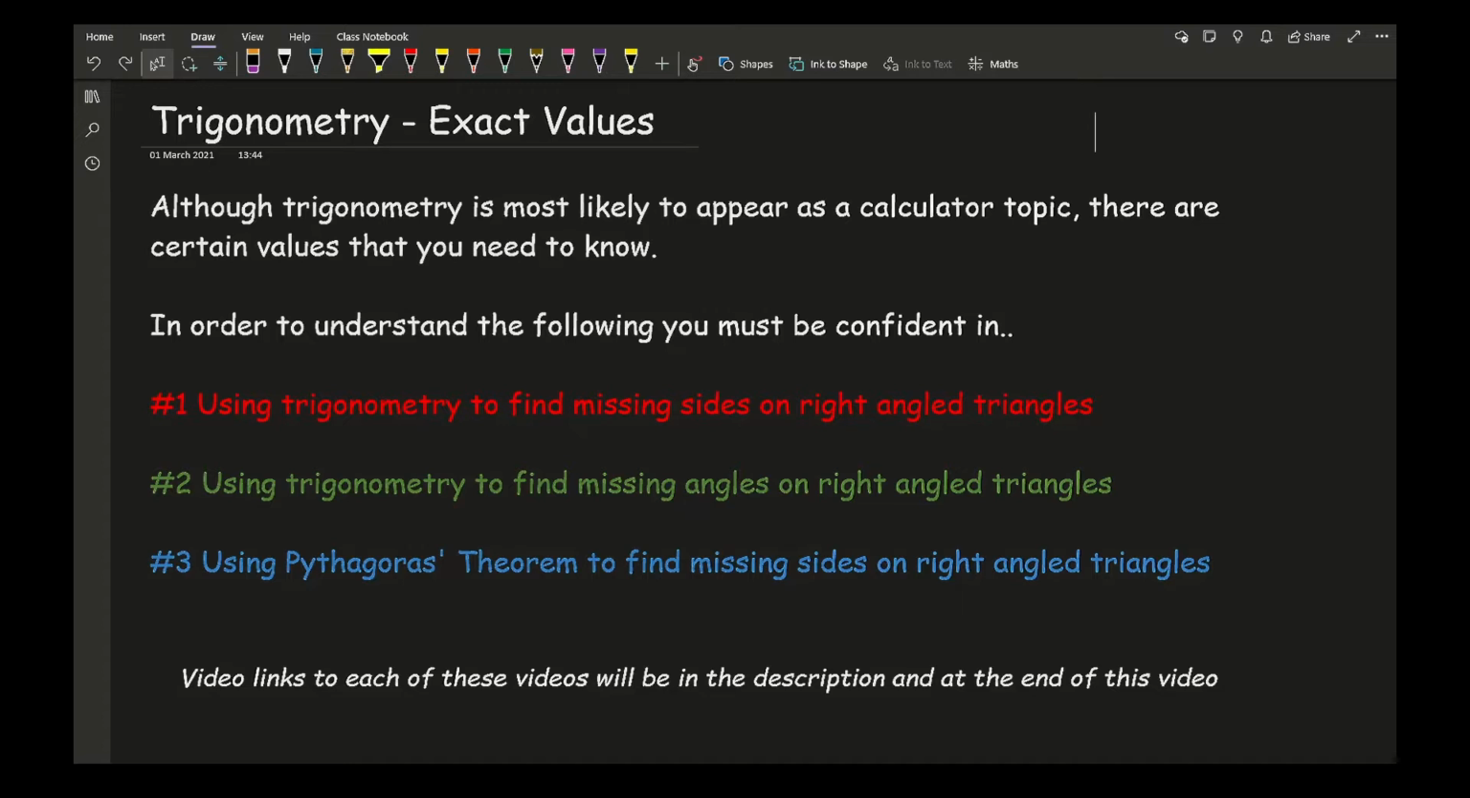Now, in order to understand the following, you must be confident in: 1. Using trigonometry to find missing sides on right angle triangles, 2. Using trigonometry to find missing angles on right angle triangles, and 3. Using Pythagoras to find missing sides on right angle triangles. Now, if you're not too sure on these 3 things, then I strongly recommend you stop watching this video and have a look at the videos which I'll include in the link on these 3 areas.